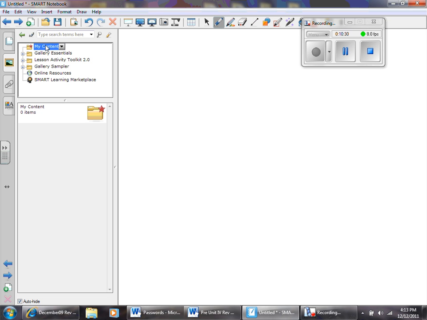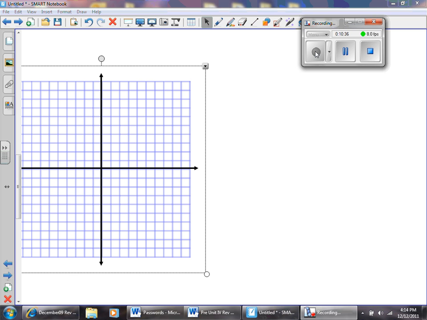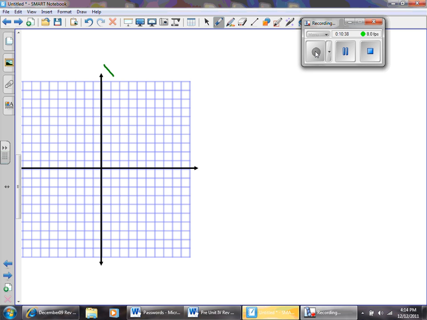Let me see here. Oh, my content is not showing up. Okay. There we go. I found a graph, and I'm going to go ahead and label these X. Oh my goodness, Mr. Lawrence. I'm going to label my axes X, Y, and the origin.